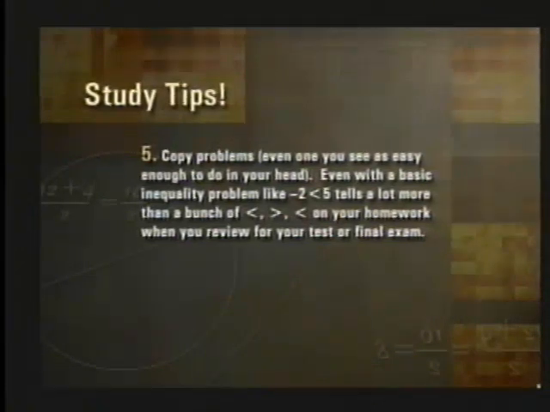For example, even a basic inequality problem, which we're going to talk more about today, -2 is less than 5, tells a lot more than a bunch of less thans, greater thans, less thans on your homework when you review for your test or final exam. So copying the problems, very important.